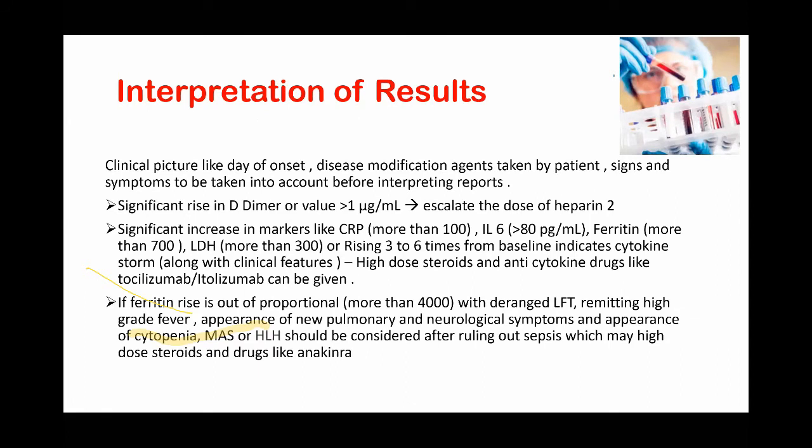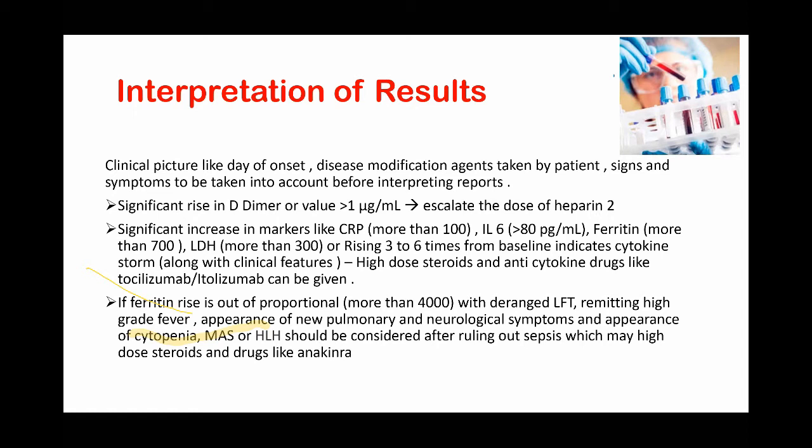Interpretation of results. Now, why am I doing D-dimer, CRP, IL-6, ferritin, LDH? Suppose I'm admitted and you can see that my CRP is rising, my IL-6 is rising; ferritin, LDH, they all indicate hyperinflammatory response. This is the time when your antivirals will not work. So this is the time you have to give anti-inflammatory drugs. And the most common anti-inflammatory drugs everybody is using are high-dose steroids, and the second one is the tocilizumab.